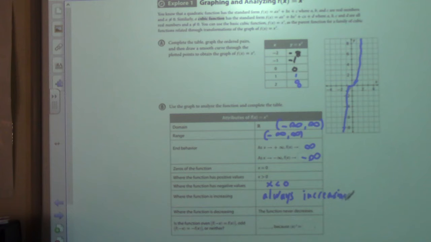And then we have the function never decreases. And then it gives this thing: is the function even, odd, or neither? The function is odd.